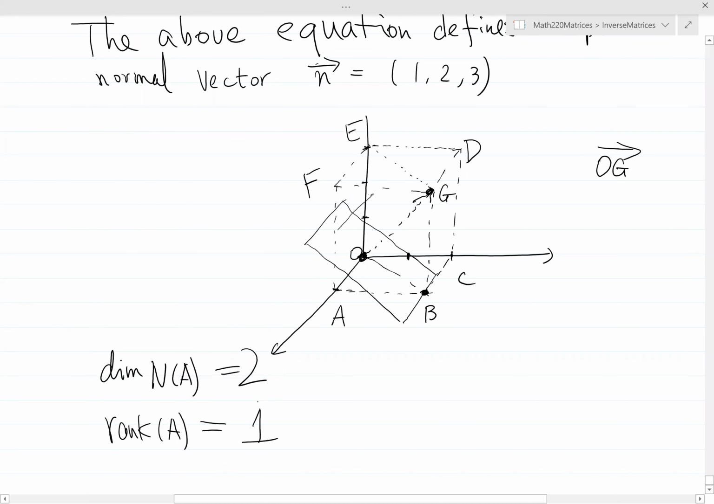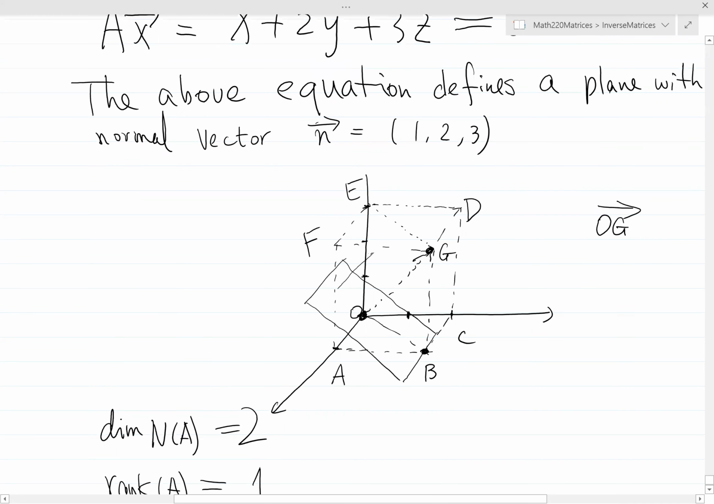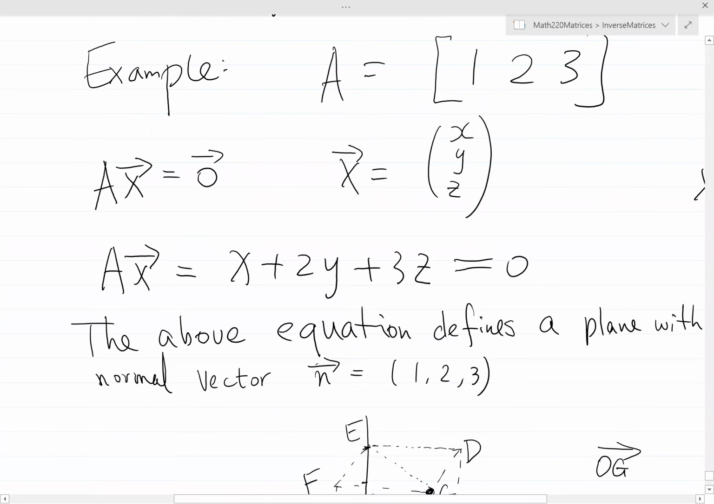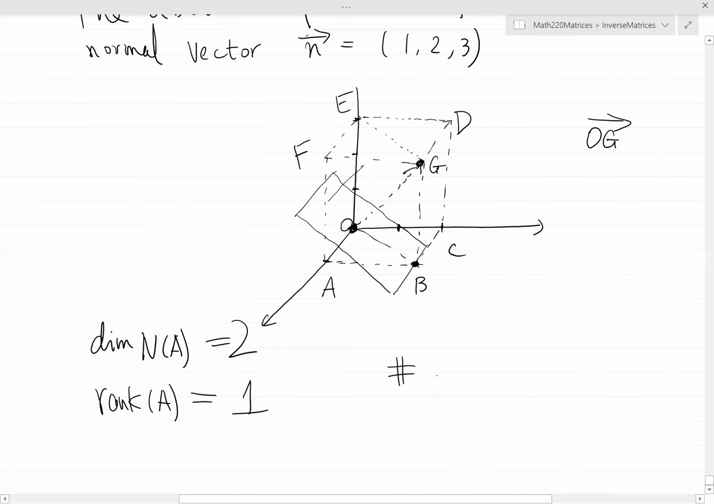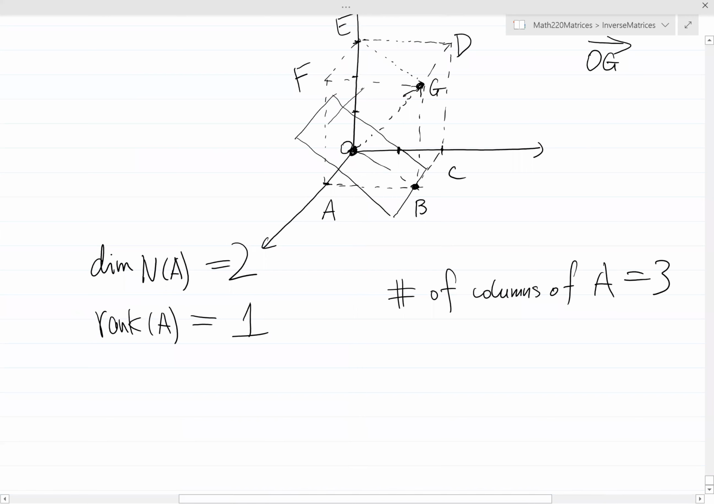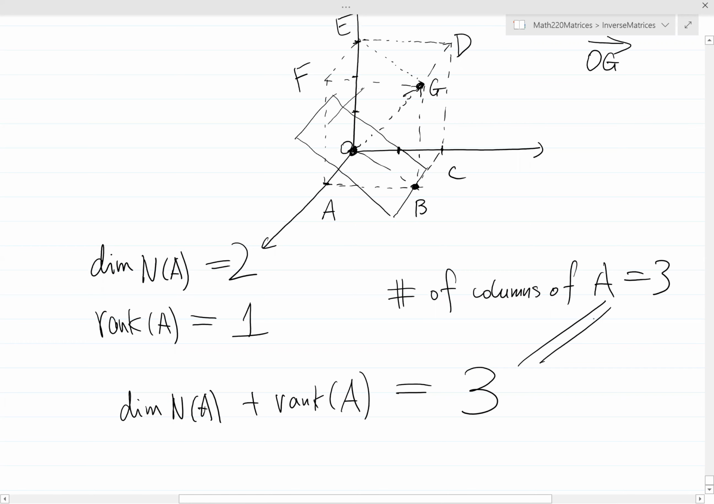Now the column number. How many columns does A have? A has 3 columns, so the number of columns of A is 3. You see, the dimension of the null space plus the dimension of the row space, the rank of A, is 2 plus 1, which is 3, equal to the number of columns of A.